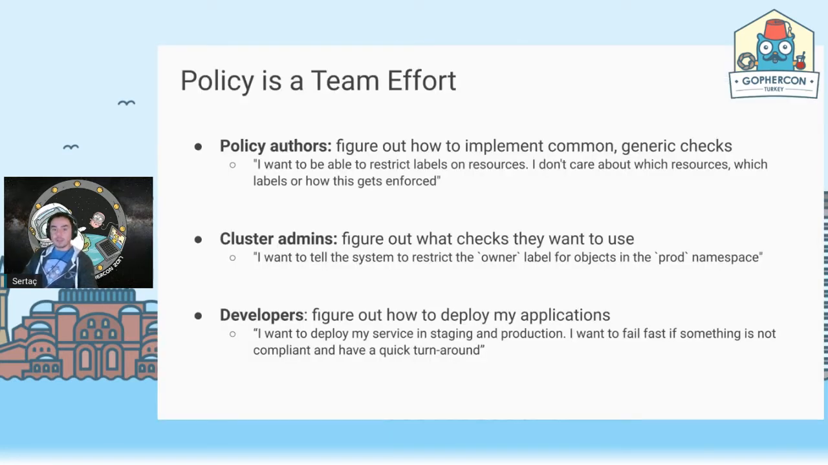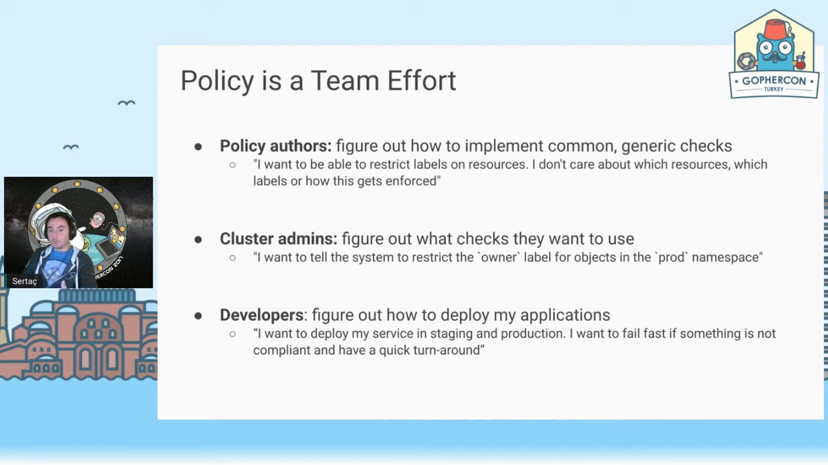So let's talk about a few personas. First of all, the policy authors. The policy authors would like to figure out how to implement common generic checks. For example, they would like to be able to restrict labels on Kubernetes resources, but they don't care about which resources or which labels or how this gets enforced.